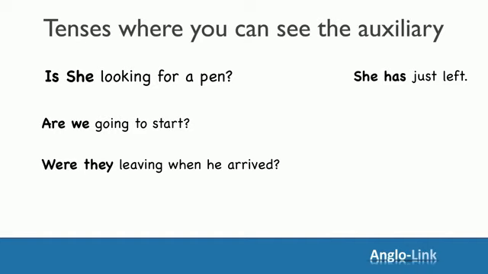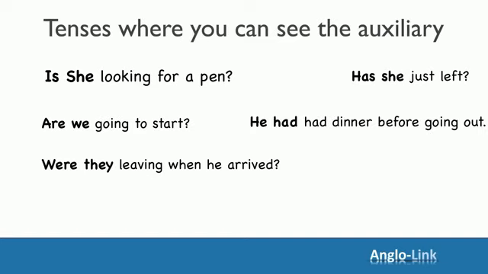Here we have the present perfect with the auxiliary has. Just move it behind she. Has she just left? The past perfect. He had had dinner before going out. Just move had before he. Had he had dinner before going out?